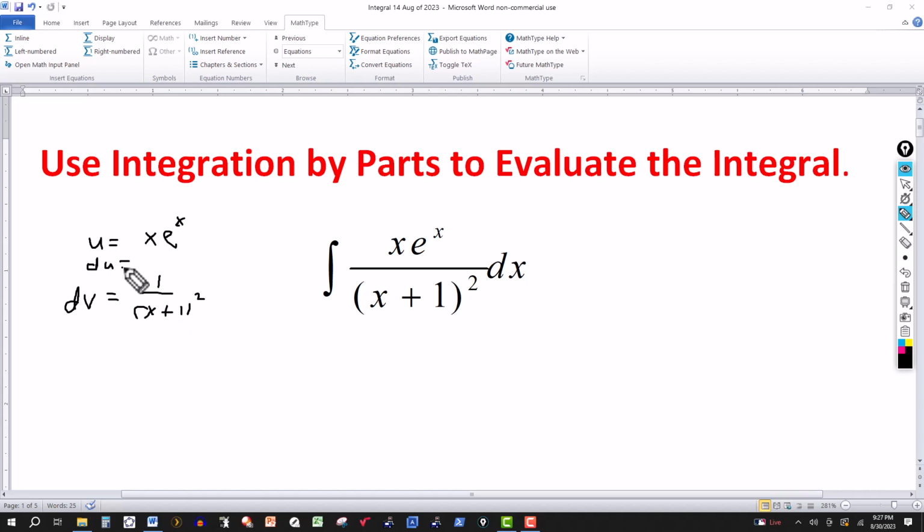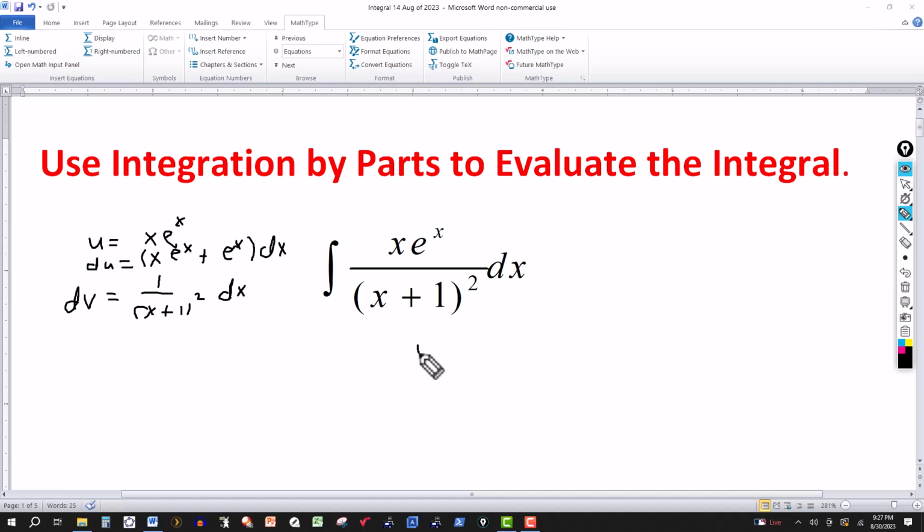So du, have to use the product rule here. So x times the derivative of e to the x is e to the x, and then it's plus the e to the x times the derivative of x, which is 1, so it should be e to the x, and this will be dx here. Now for this one here, this is dv here. I'll put a dx here because I'm going to integrate with respect to v on the left side, with respect to x on the right side.